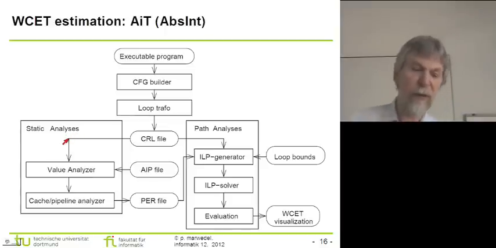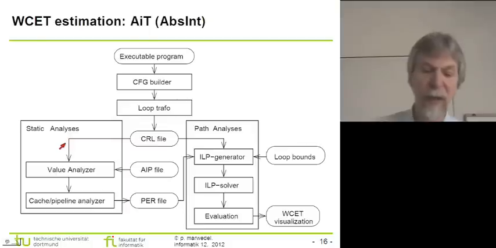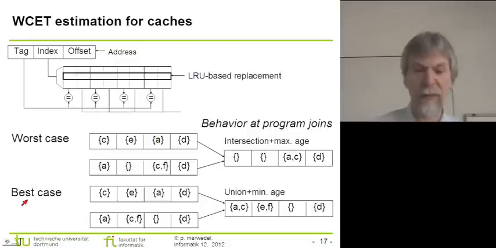This is followed by so-called static analysis, which means that we try to find out by looking at the program what would happen at runtime. In this context, the first step is the value analysis, which means that we try to figure out which values we are going to have in our registers and in our memories at runtime. The next step is cache and pipeline analysis. There, we try to figure out what is guaranteed to be in the caches and what could possibly be in the caches, and we use that in order to figure out bounds on the execution time.